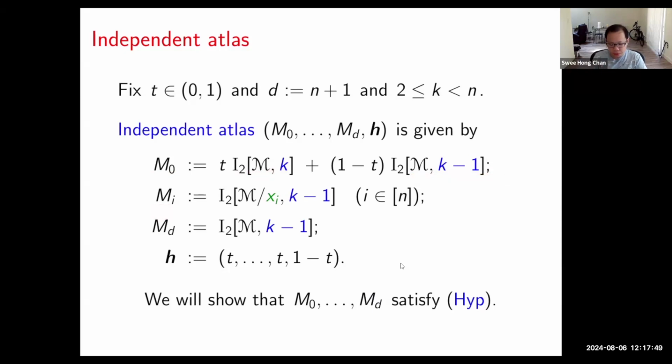The children will always be the contraction of the matroid with respect to element x_i. The k always becomes one smaller, k minus 1. That's how we are allowed to apply induction. The last child, Md, is the one where you don't do any contraction, but the number k becomes k minus 1. That still applies. By the way, on the first day, we called this the forest atlas when it was for graphic matroids. But today, because we are now dealing with general matroids, I call it the independent atlas.